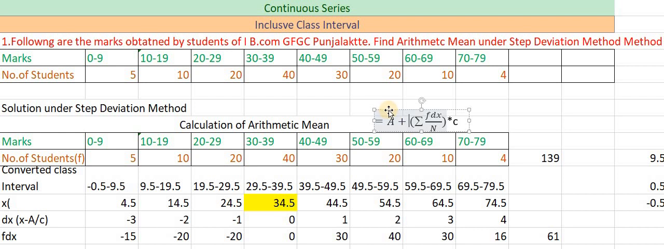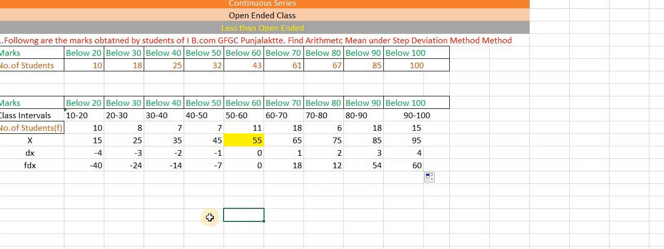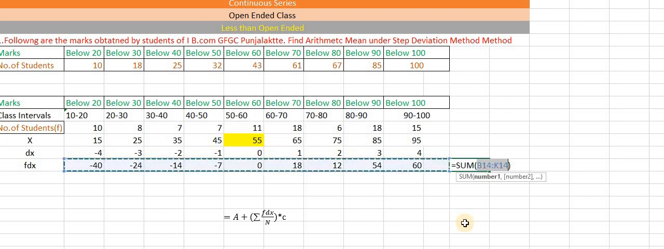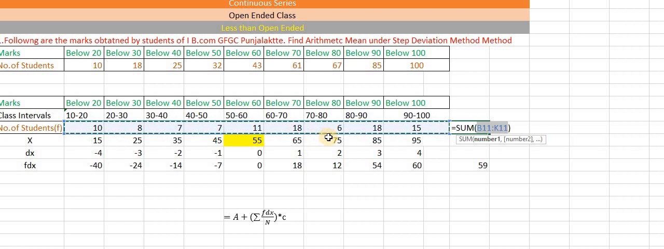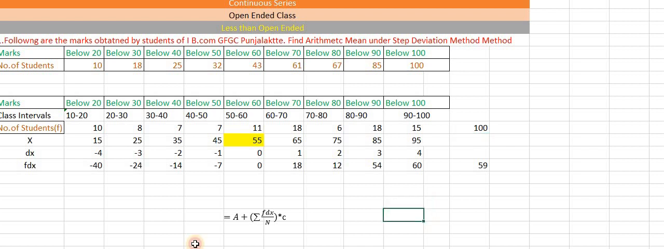So the next part, you can see in our formula, is summation f dx divided by n into c. For that reason, I'll take the summation of f dx column as well as summation of f column. Summation f dx is 59 and the summation of n we need to calculate. Summation of f values or frequency is considered as n value. It is 100. So I'll simply put the values into our formula.